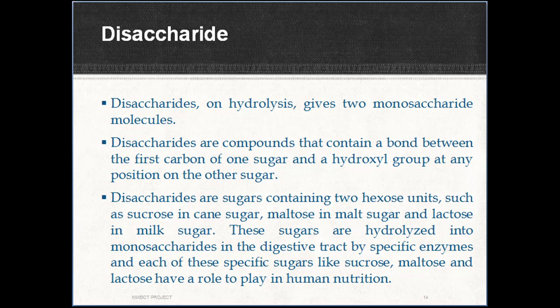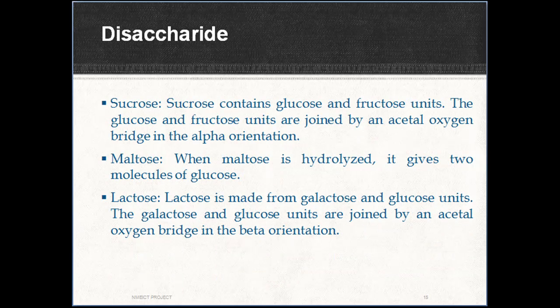Disaccharides are sugars containing two hexose units, such as sucrose in cane sugar, maltose in malt sugar, and lactose in milk sugar. These sugars are hydrolyzed into monosaccharides by specific enzymes in the digestive tract and have an important role to play in human nutrition. Examples of disaccharides are sucrose, maltose, lactose.